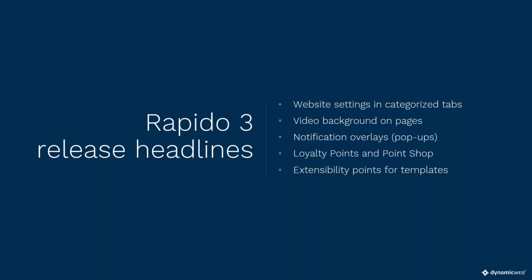Some of the things are the new categorized tabs on the website settings, making it easier to work with. The possibility of using videos and notification overlays, which is a great new feature for selling or gaining some conversions on your website. Loyalty points have been implemented, and extensibility points for templates is another new thing. So we'll walk you through all of these new features, and I'll hand over the word to Jennifer.